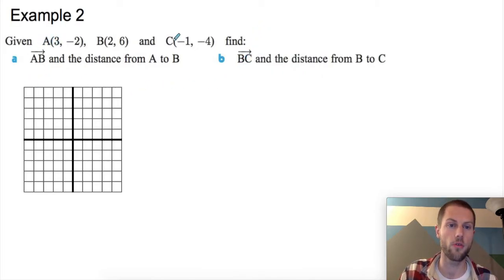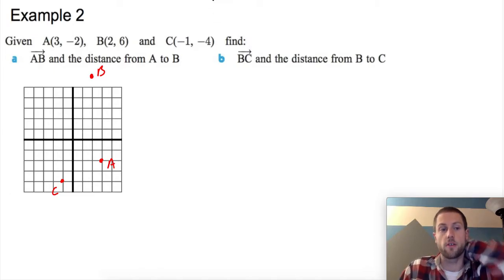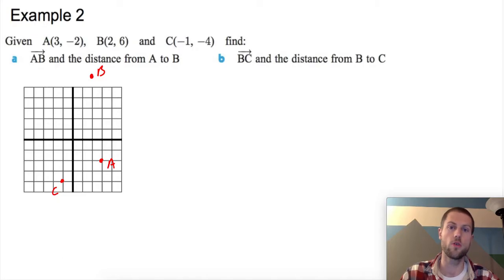I want to graph, or plot, all three of these points. A is 1, down 2. This is point A. Plot point B at 2, 6. This kind of goes off the grid a little bit. That's okay. Here's B. And C is -1, -4. All right, so those are my points that are just floating around in my plane, and I want to find some vectors. I want to find vector AB and the distance from A to B.